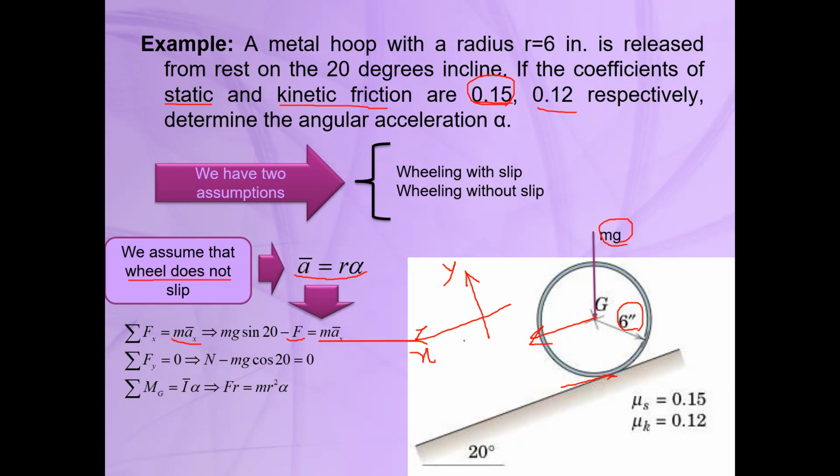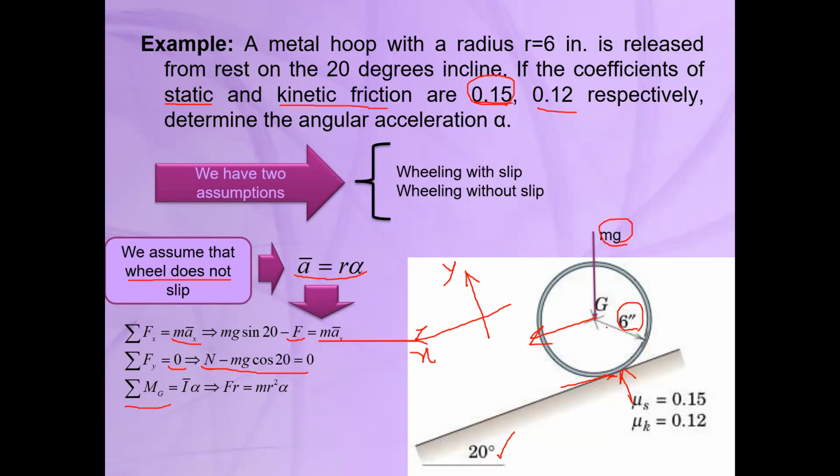So in y direction, because there is no motion in y direction, the right hand side is 0. If you write the force equation in y direction, we have the normal reaction, which we usually call N, and also the y component of the weight, which is mg times cosine theta, and theta is equal to 20 degrees. So from this equation we can conclude that N is equal to mg cosine 20. And finally, we have the moment equation.